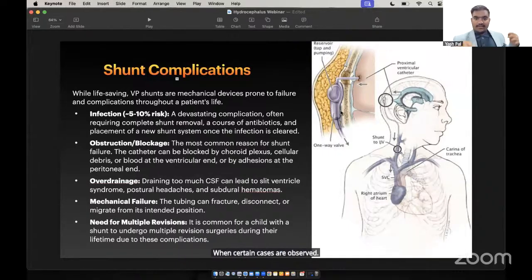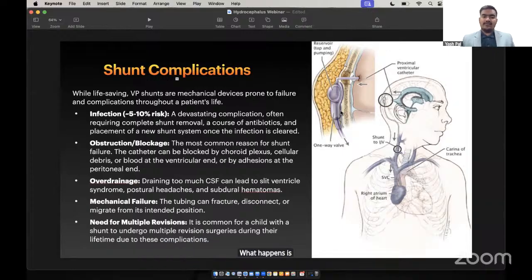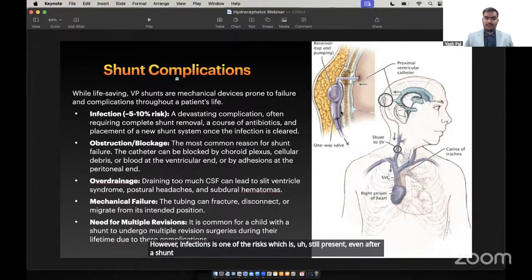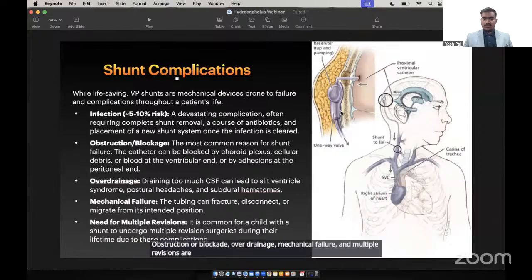Towards the end of the slide, you can see an image of a proximal ventricular catheter and also a one-way valve. What happens is VP shunts are mechanical devices prone to failure and complications throughout the patient's life. However, infection is one of the risks which is still present even after a shunt has been placed in the most sterile fashion. Obstruction or blockade, overdrainage, mechanical failure, and multiple revisions are also some of the complications noted in shunts.